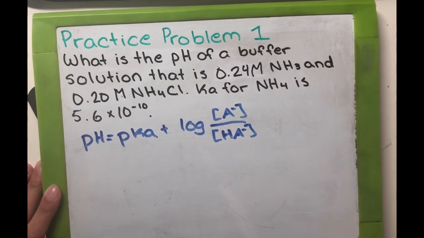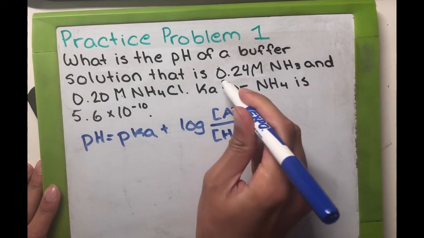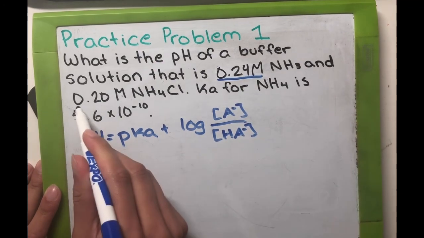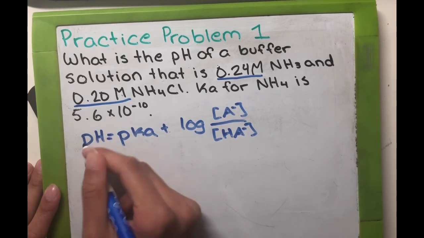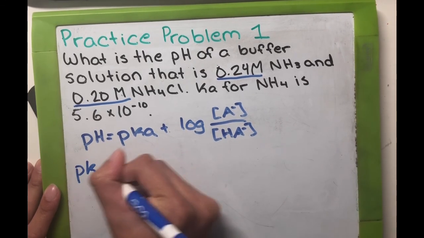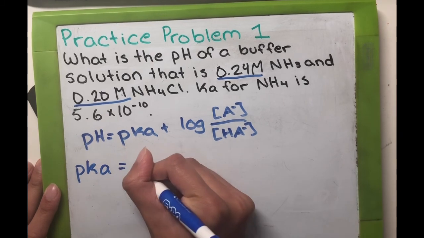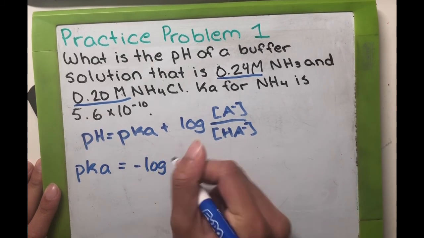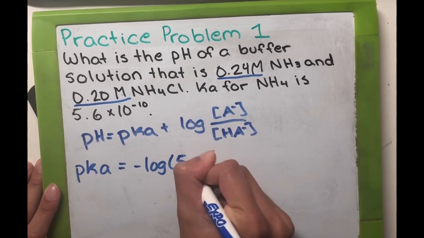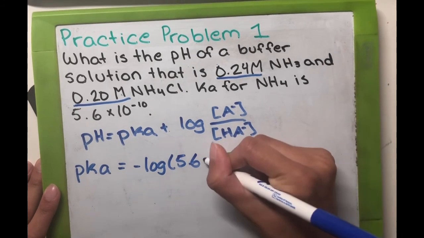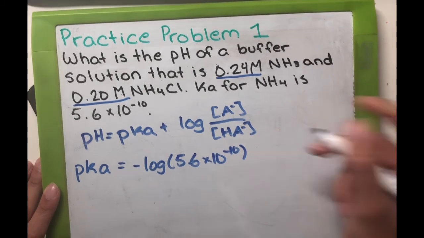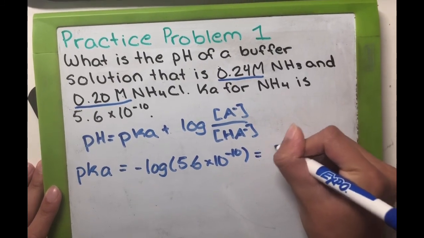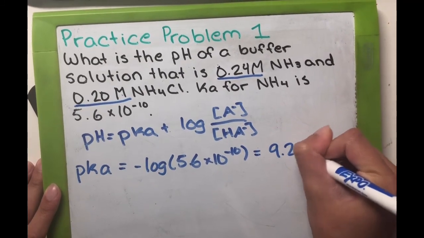Now we do have the concentration for our base and the concentration for our acid, but we're missing the pKa. So we're going to find the pKa from the Ka given. So the pKa is going to be equal to the negative log of our Ka, which is 5.6 times 10 to the power of negative 10. When you put that in your calculator, you're going to get 9.25.